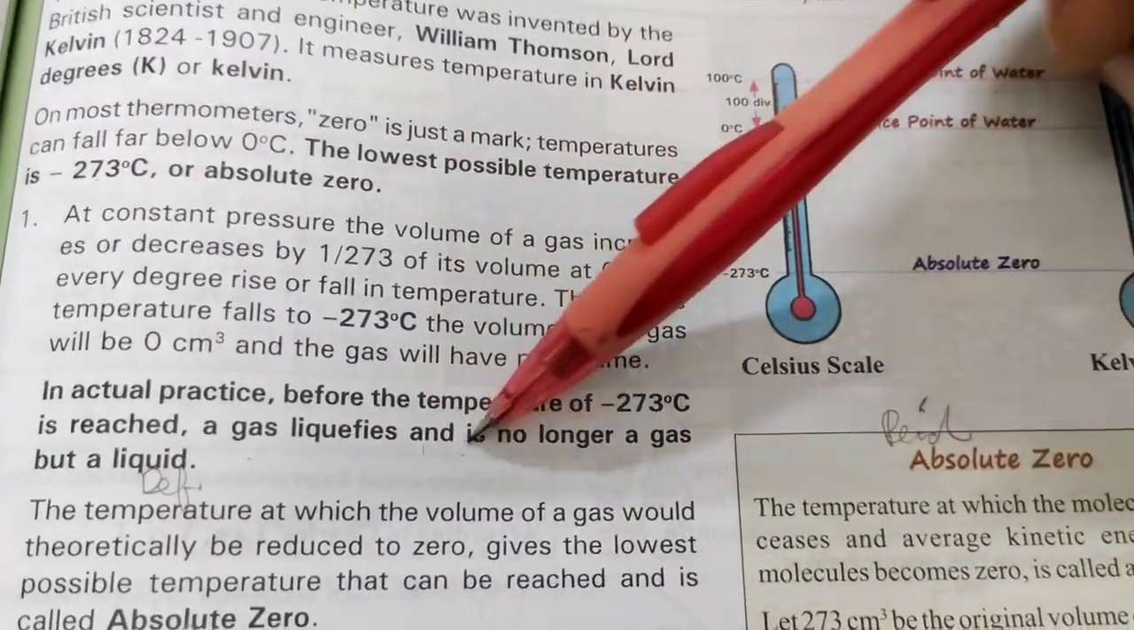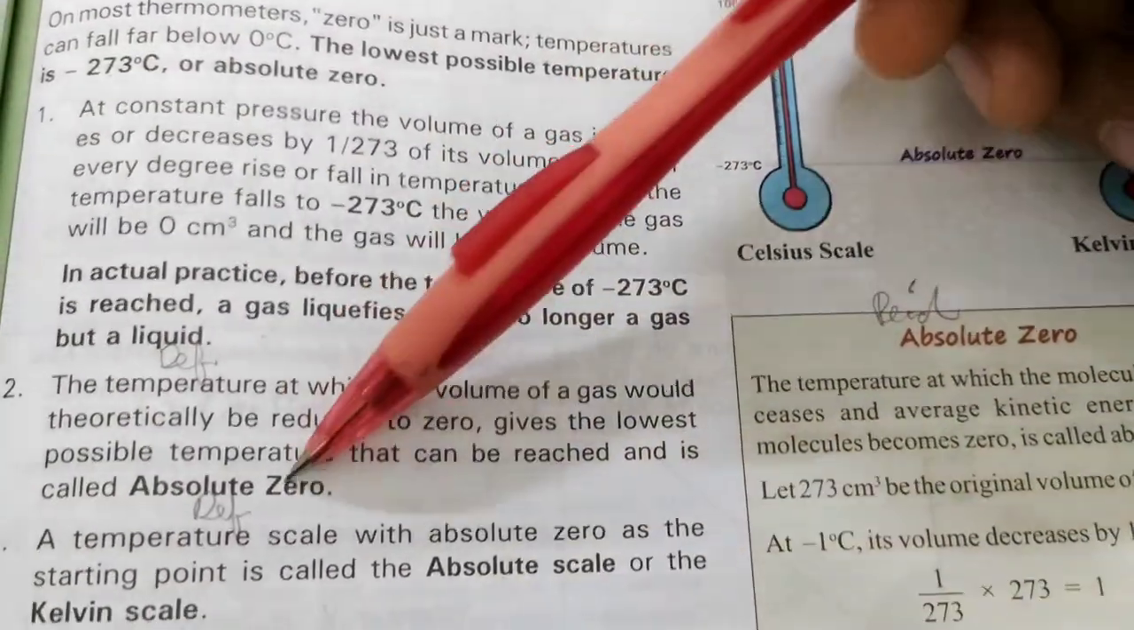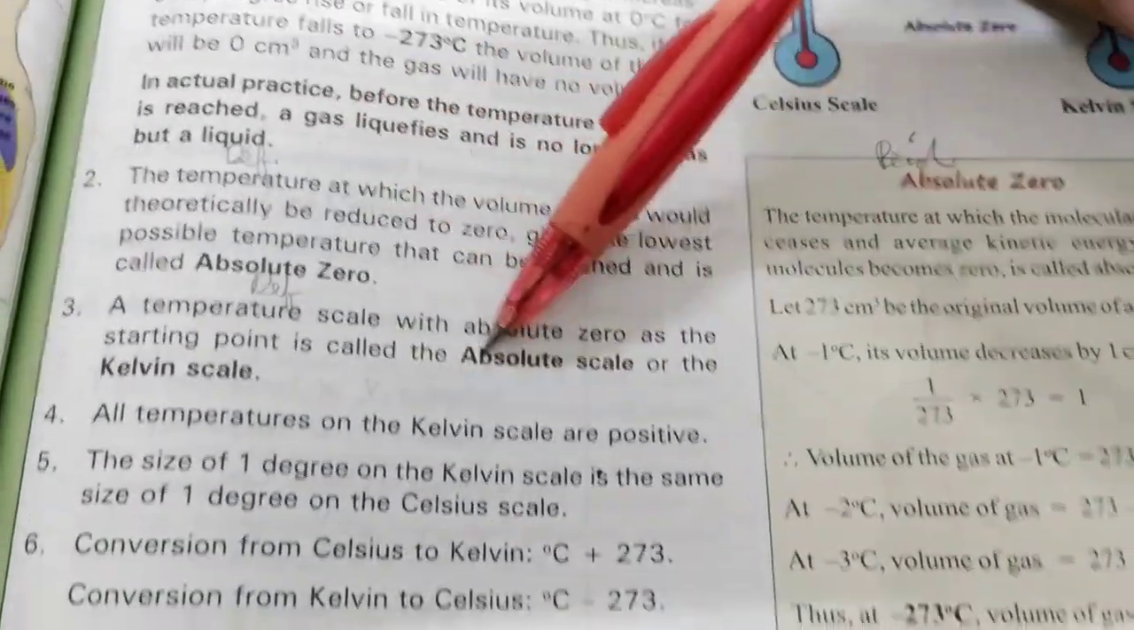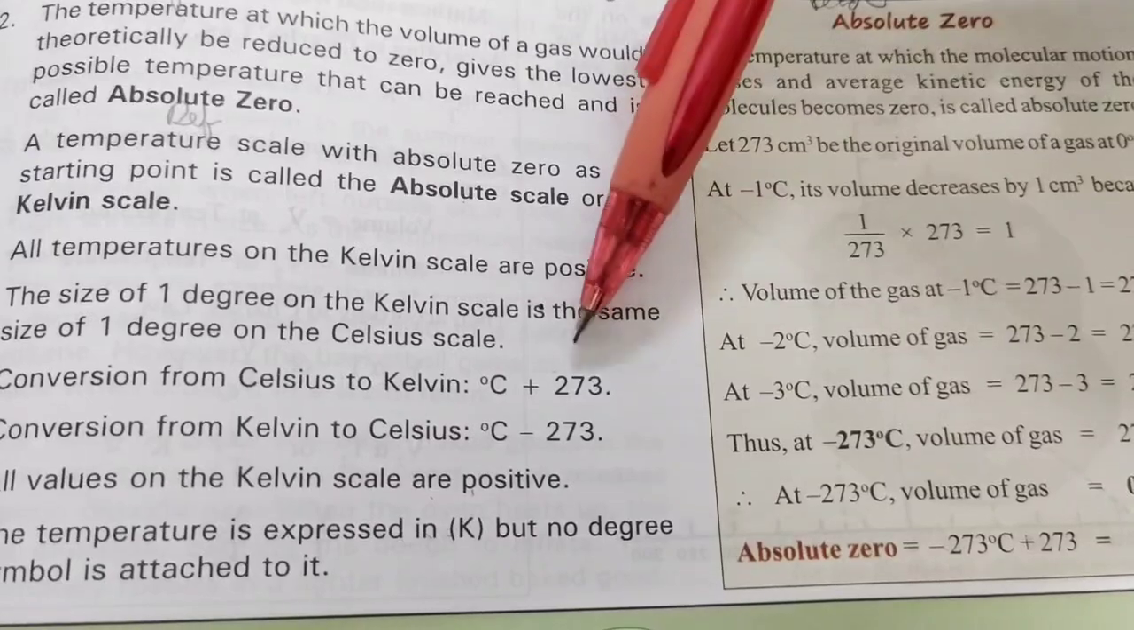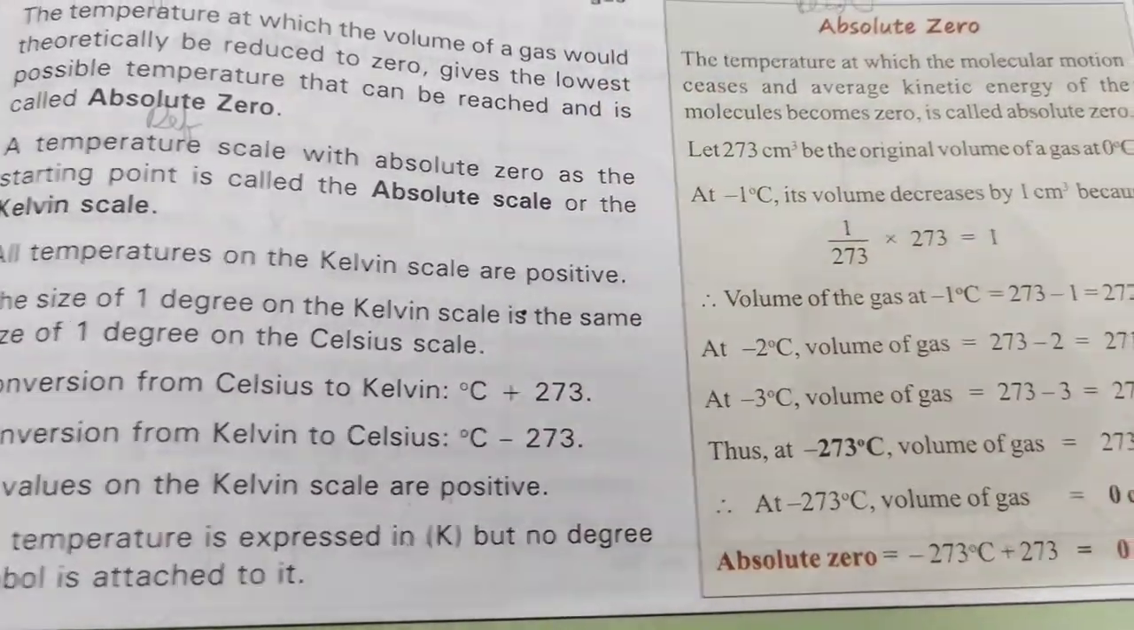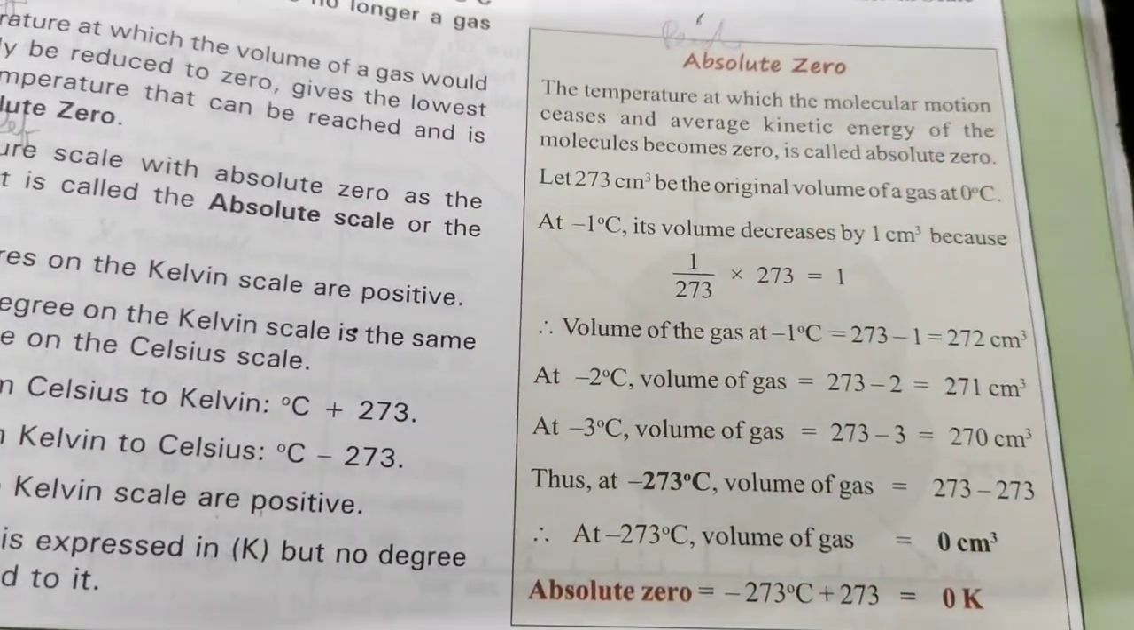But even the liquid or the solid cannot reach 0 Kelvin, by the way. Absolute zero, mark it as a definition. Absolute scale also, mark it as a definition. Know how to convert Kelvin into degree Celsius and vice versa by subtracting or adding 273 respectively. This paragraph is just read.